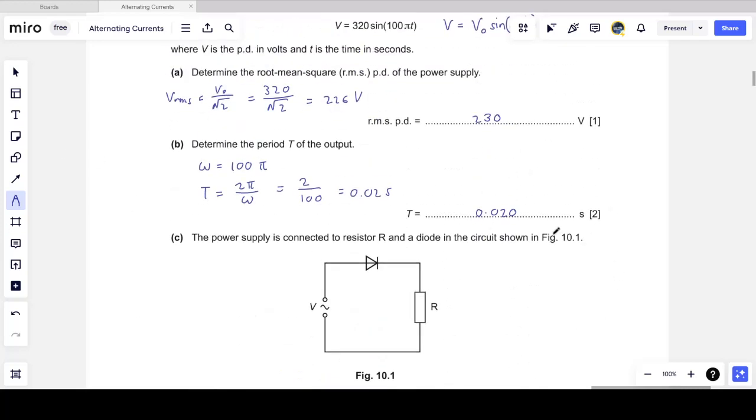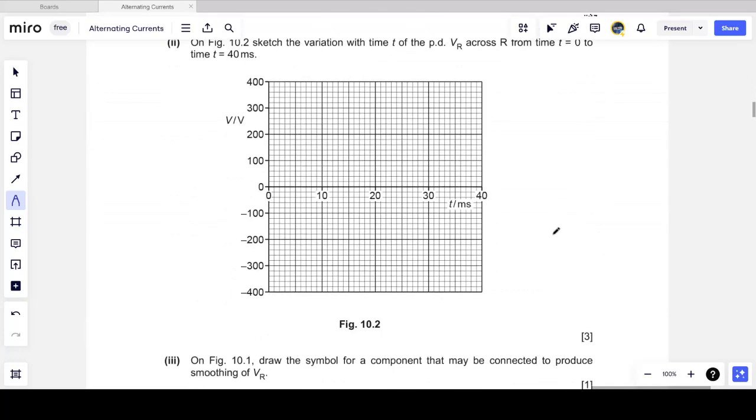So the period I know is 0.02 seconds, and I can write the period down here as 20 milliseconds since my time axis is given in milliseconds. And the peak voltage we were actually given, well, indirectly given, to be 320 volts. If I know the period and I know the peak value, remember we can draw or sketch what the sine curve is going to look like.